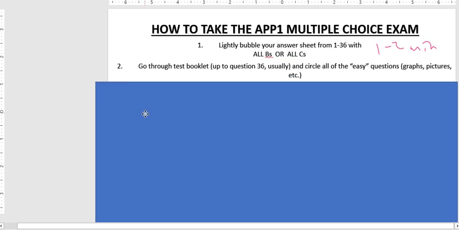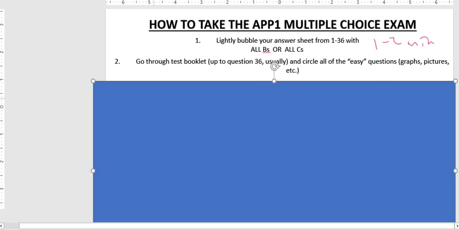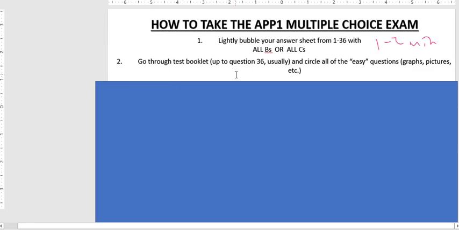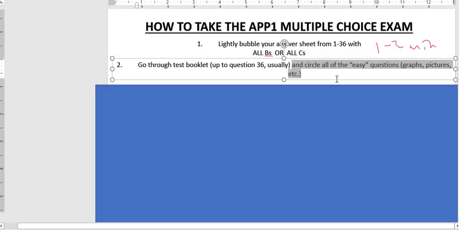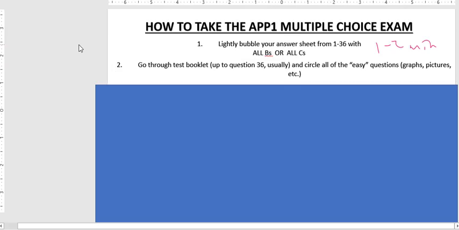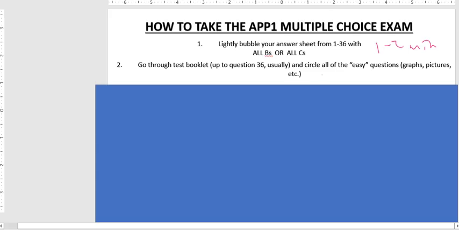All right, so 2, you want to go through the test booklet. That's just where the questions are. Up to 36, usually. They might put some filler questions in there, but it should be 36. And circle all of the easy questions, graphs, pictures, etc. Okay, so this should take you 2 to 3 minutes. So this whole section is kind of like just getting stuff situated, approximately 5 minutes.